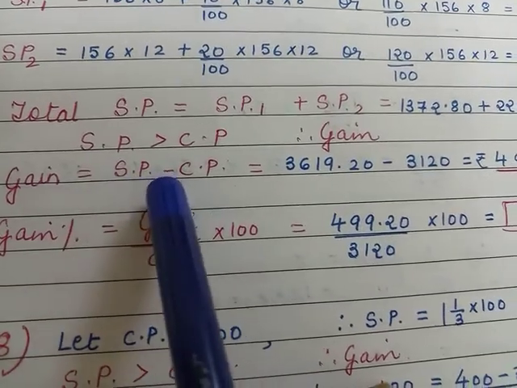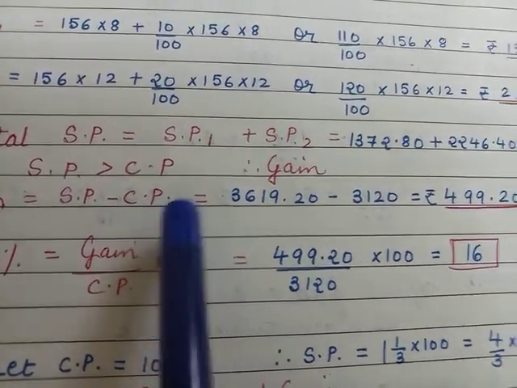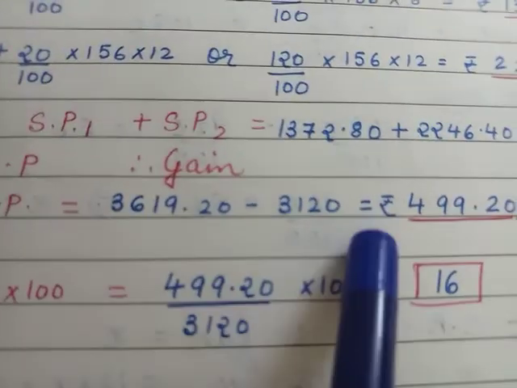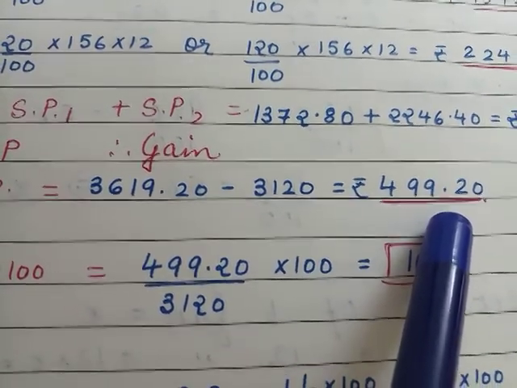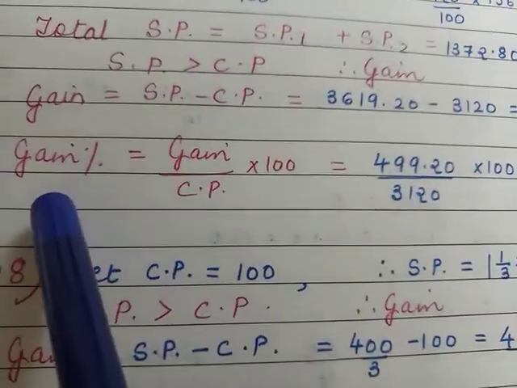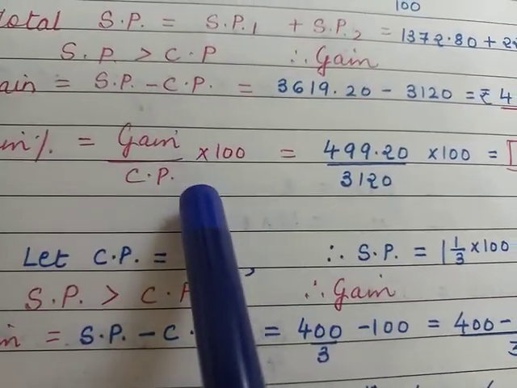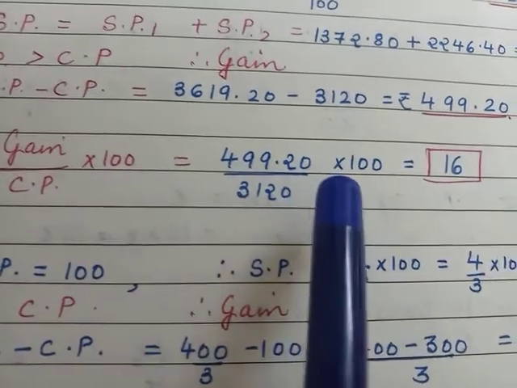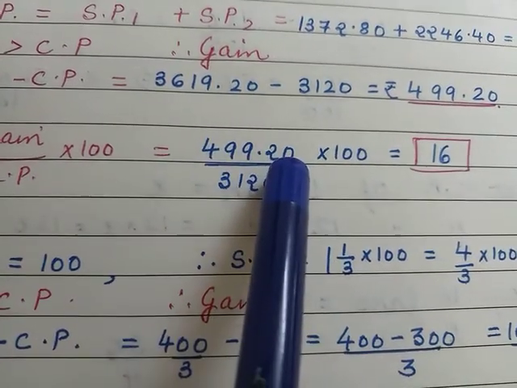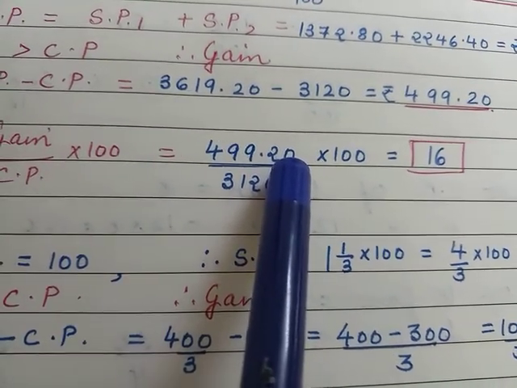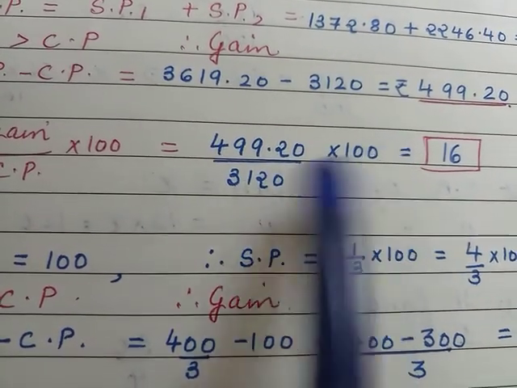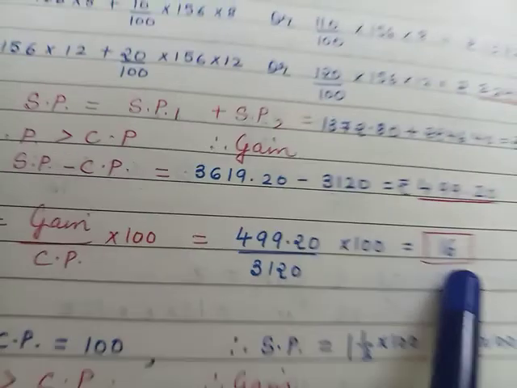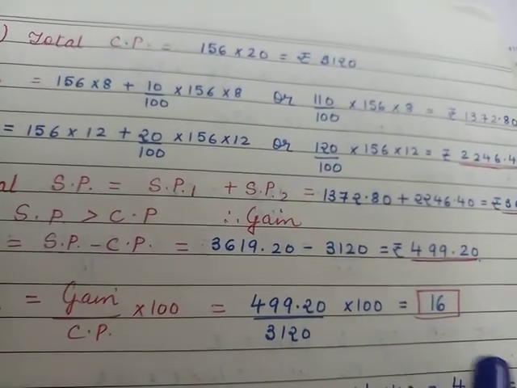So gain is equal to selling price minus cost price. So we subtract these two. So the profit comes as 499.20. Now we calculate the gain percent. Gain percent is equal to gain upon CP into 100. That becomes 499.20 upon 3120 into 100. When you calculate, it is going to become 16%.